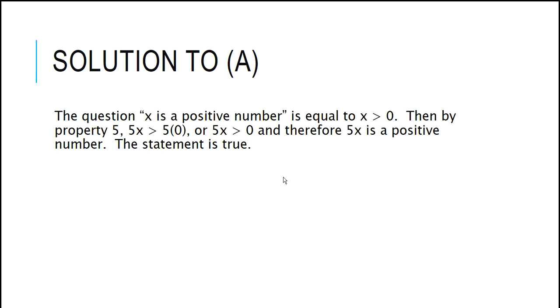So the first part of the question is: x is a positive number, which is equal to x is greater than 0. What we can prove here is that by multiplying both sides by 5, we get 5x is greater than 0. And therefore 5x is a positive number, and the statement is true.